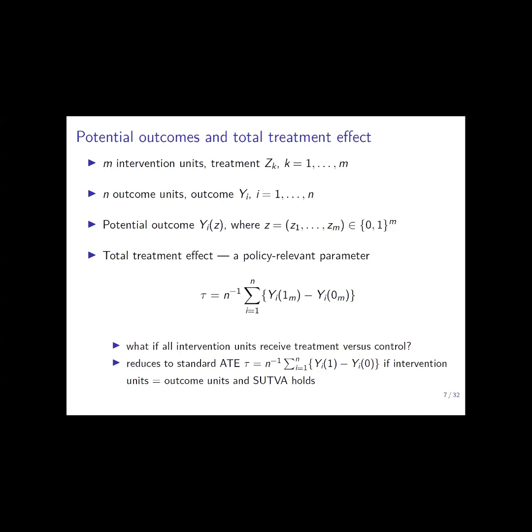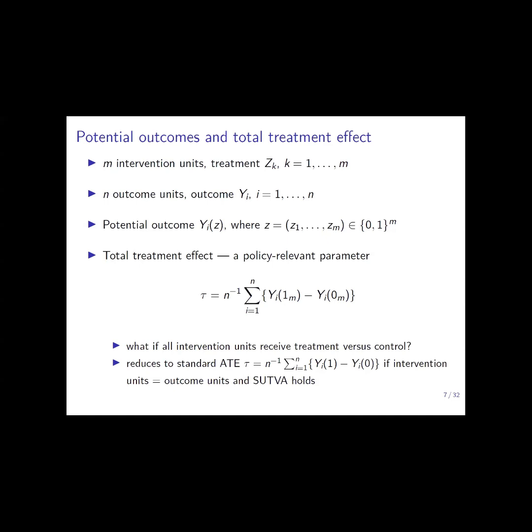So there are a lot of potential outcomes for each unit, because in the most general formulation, my outcome may depend on all the treatment statuses of the intervention units. So I have 2 to the power of m potential outcomes. There are a lot of potential outcomes in the original formulation, because at this point, we don't know how to simplify it. But we ask a simple question, on the total treatment effect, which we think is a policy-relevant parameter. We ask, what if all the intervention units receive treatment versus what if all the intervention units receive control? How would my outcome change, averaged over all units? This is tau, the total treatment effect.